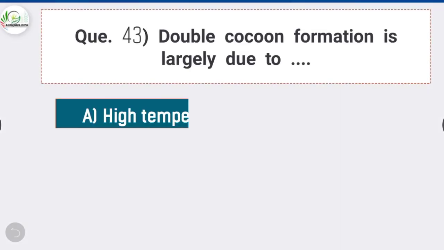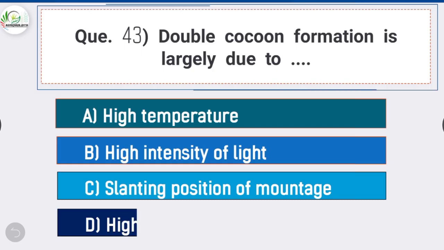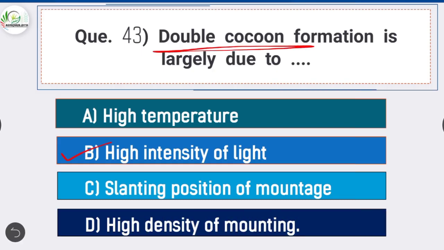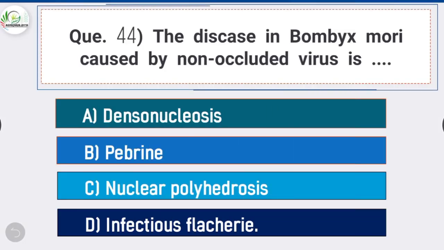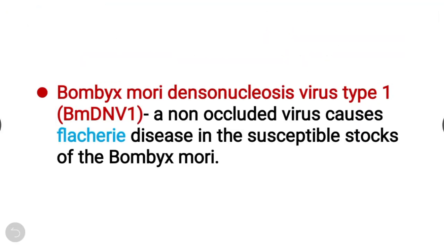Question number 43. Double cocoon formation is largely due to, and the correct answer is high density of mounting. Double cocoon formation is largely due to high density of mounting. Question number 44. The disease in Bombyx mori caused by non-occluded virus is, and the correct answer is infectious flacherie. Bombyx mori densonucleosis virus type 1 or BmDNV-1, a non-occluded virus, causes flacherie disease in the susceptible strains of the Bombyx mori.